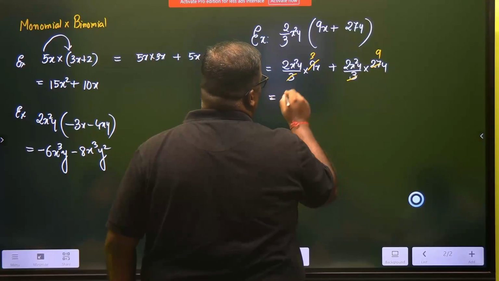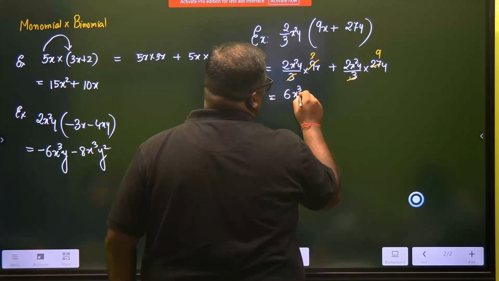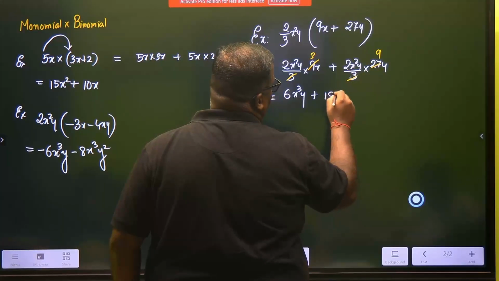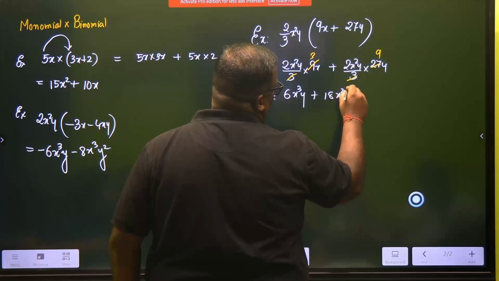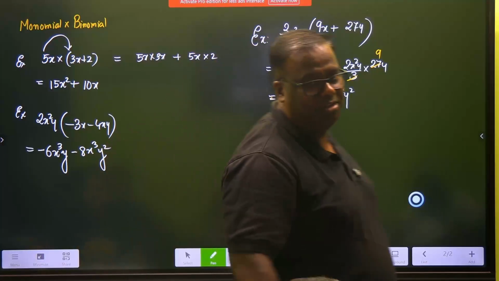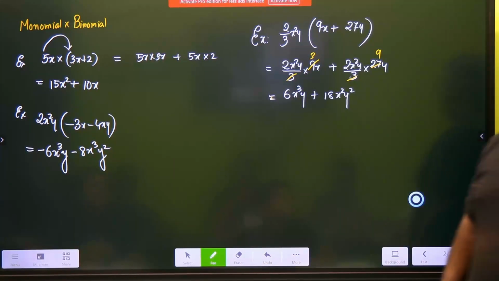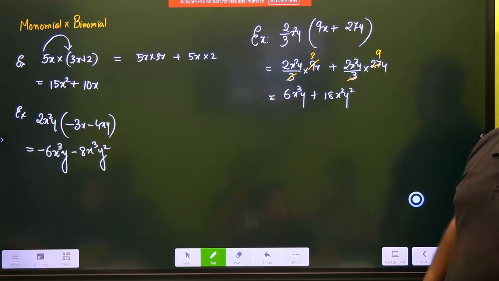So 2 into 3 is 6x cubed y, and this makes it 18 x square y square. Yeah. Australians never say 18, they say 18. Way outside the off stump. Why outside the off stump? Over the fence for 4. Over the fence for 4.